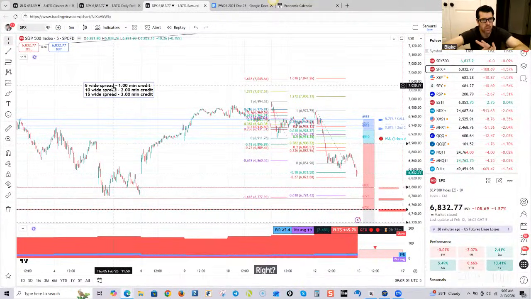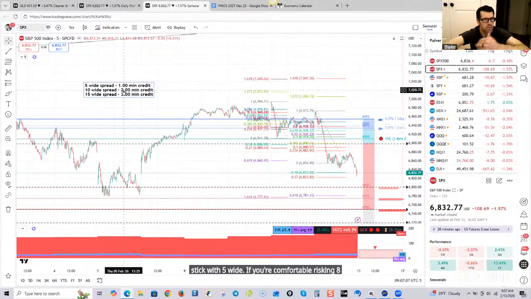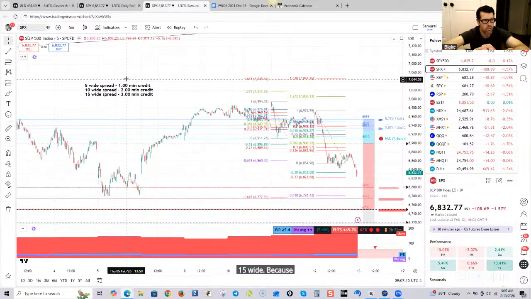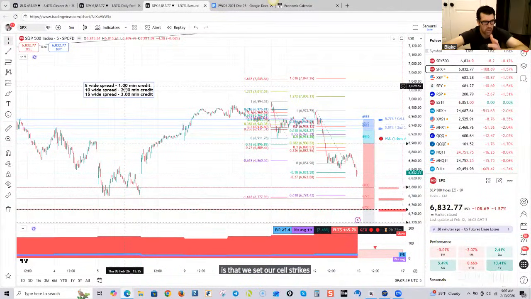So if you can risk 4 to make 1, stick with 5 wide. If you're comfortable risking 8 to make 2, you can go 10 wide. If you're comfortable risking 12 to make 3, you can go 15 wide. Because the most important thing with daily profit play is that we set our sell strikes at the levels that we want. So going wider, that's fine.